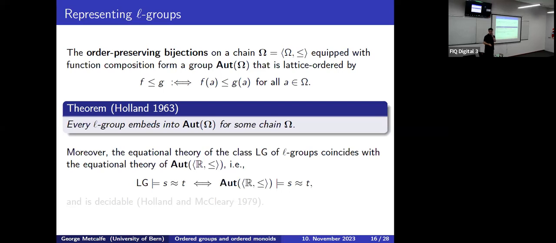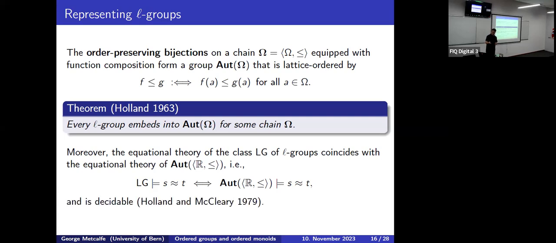They use this to prove that the equational theory of the class of L groups is the same as the equational theory of the automorphism L group of the reals. This automorphism L group of the reals really plays an important role here. Like in the abelian case, where the reals play this role, here we have that an equation holds in all L groups if and only if it holds in the automorphism L group of the real numbers. And by the way, there are other chains you could take. So the rationals works as well, and there are other examples. The reals are special, but they're not unique.